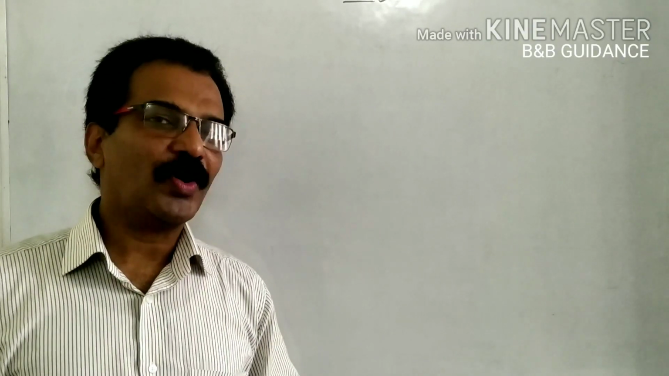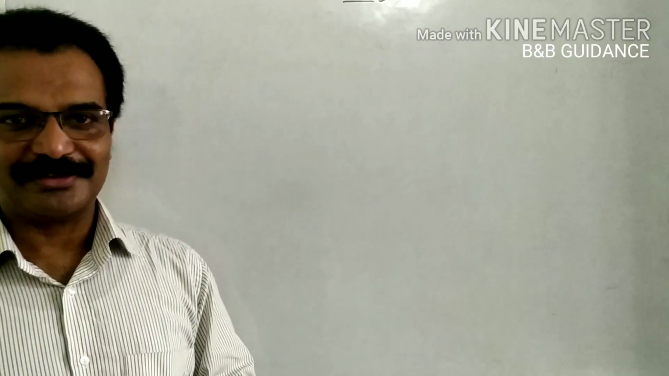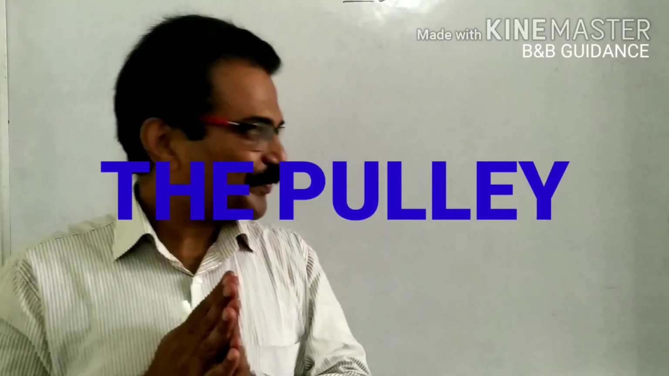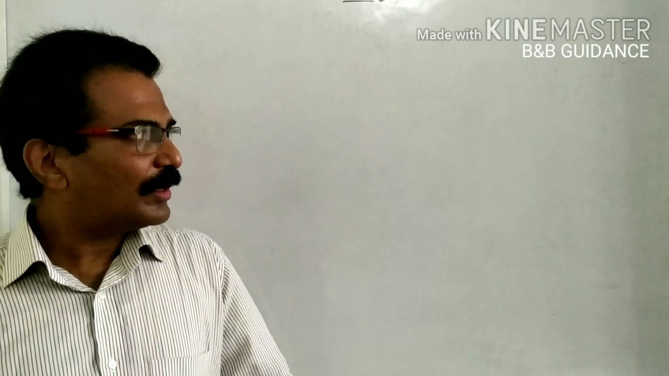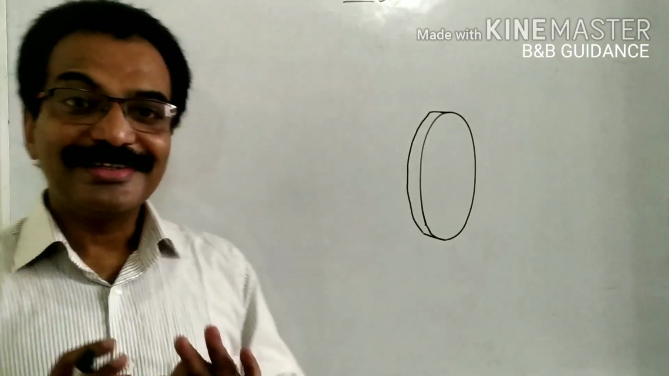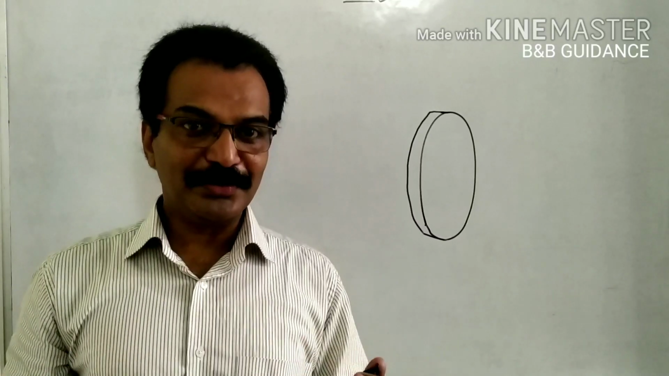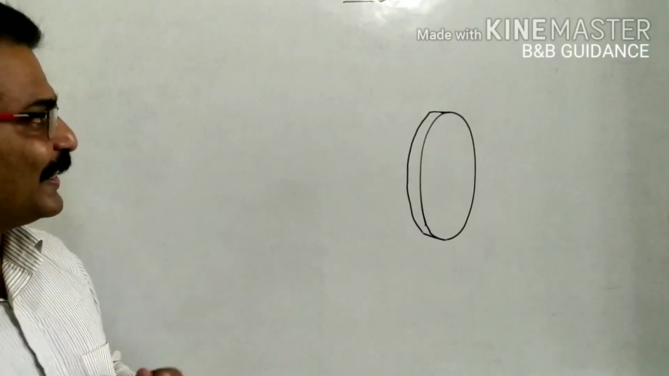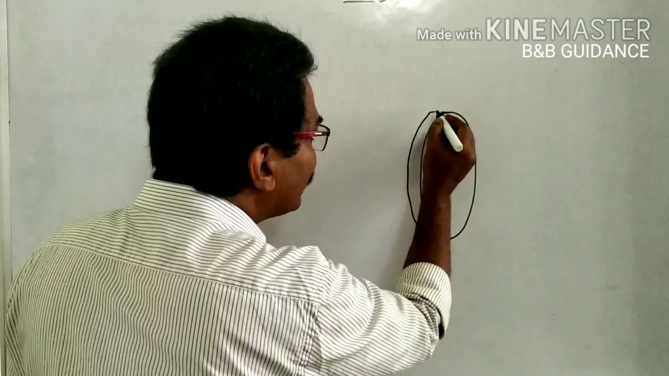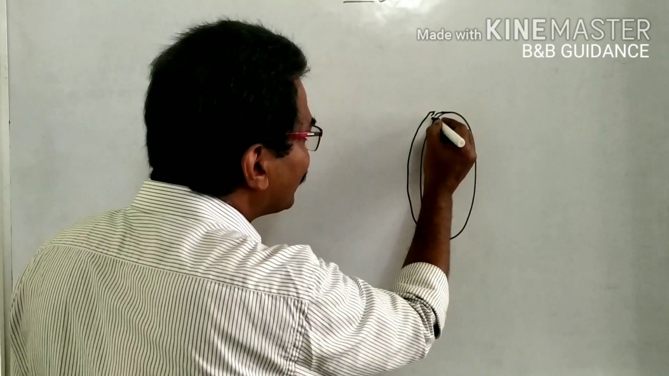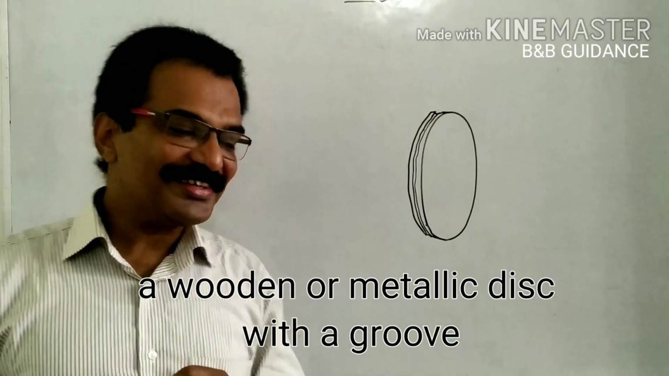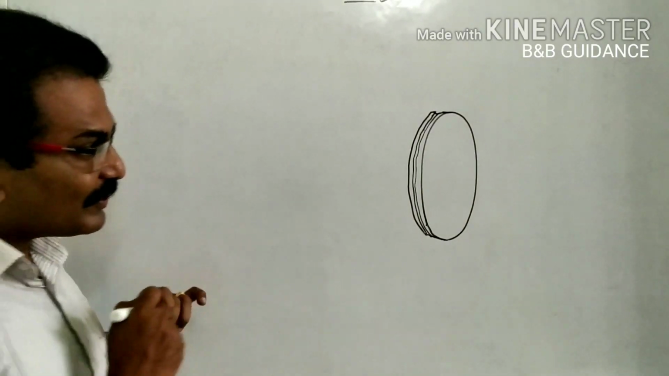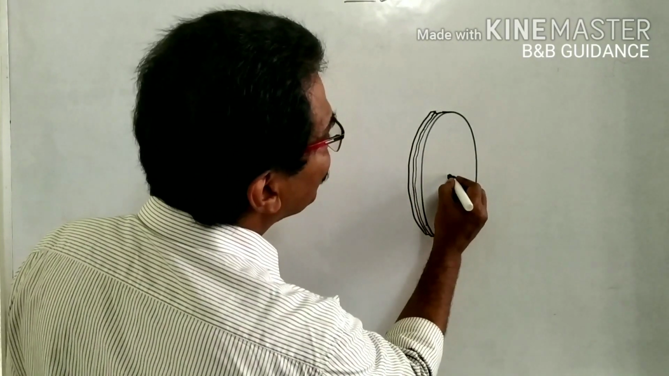Today we discuss an amazing simple machine, that is the pulley. Basically, a pulley is a disc. The disc is made of wood or of metal. And this disc has a groove. Let me draw the groove at the rim. And this disc rotates about an axis.